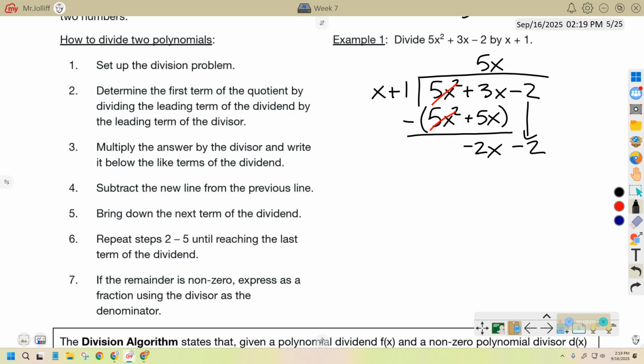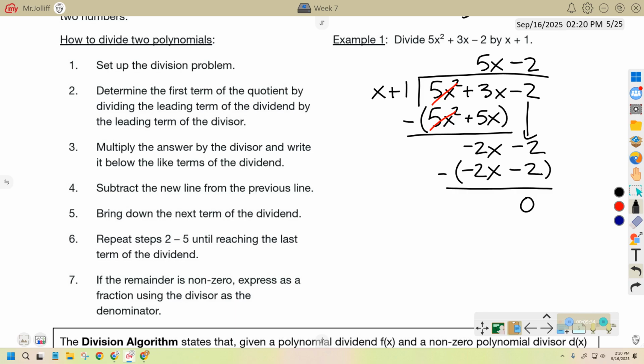How many times does x fit into negative 2x? The answer is negative 2. And then I multiply. Negative 2 times x is negative 2x. Negative 2 times 1 is negative 2. I subtract. And what do I get?